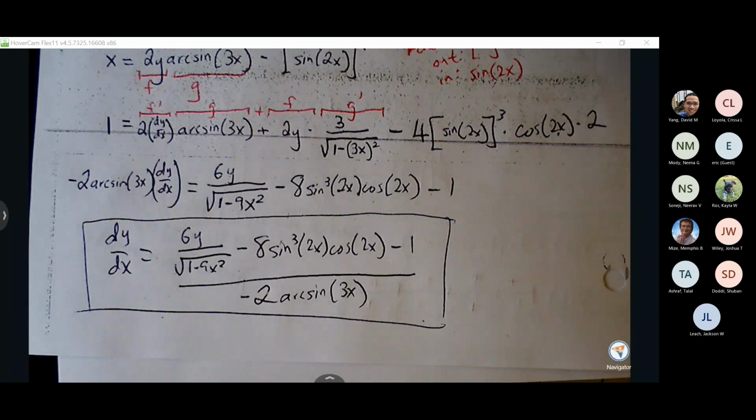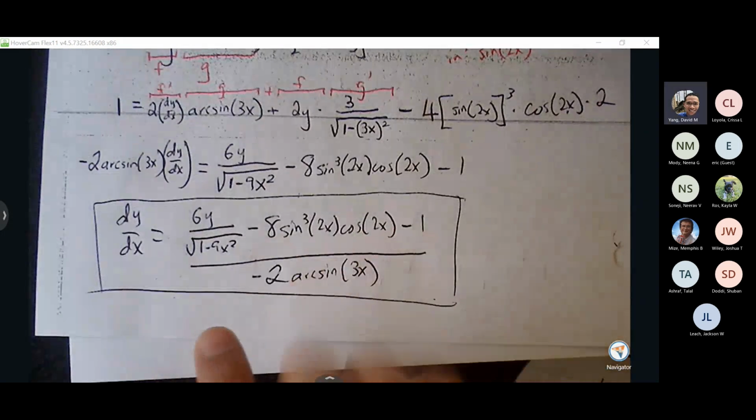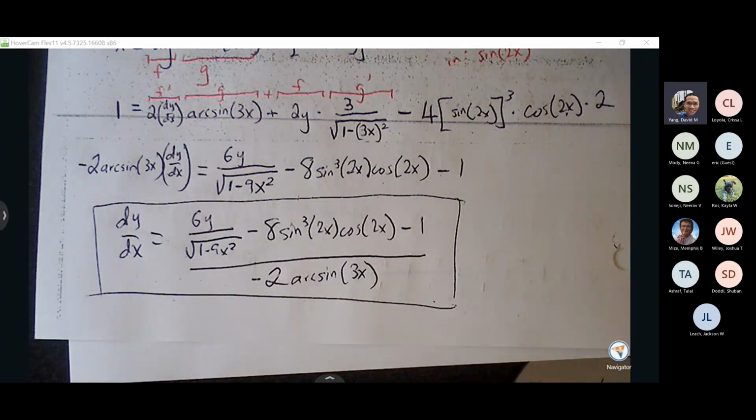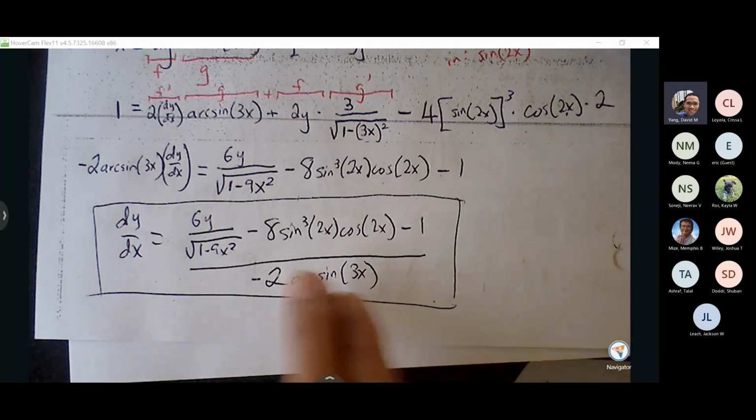Yes. Yeah, if your signs are different, that's fine. If this was negative, this is positive, this is positive, this is positive, that would be a different variation of the same answer. In the brackets, that's fine.